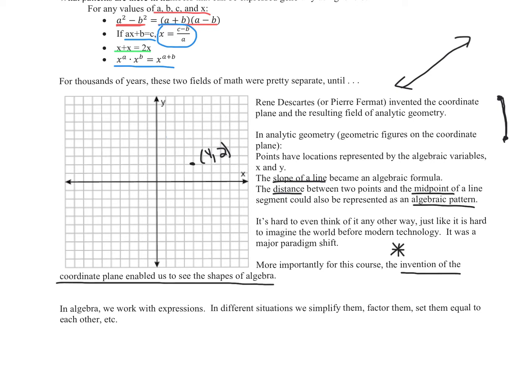So in algebra, we work with expressions. In different situations, we simplify them, we factor them, we set them equal to each other, etc. So those first 4 lessons where I was just factoring, that was pure algebra. I didn't talk about the graphs of those things, I just worked with them and I manipulated symbols.